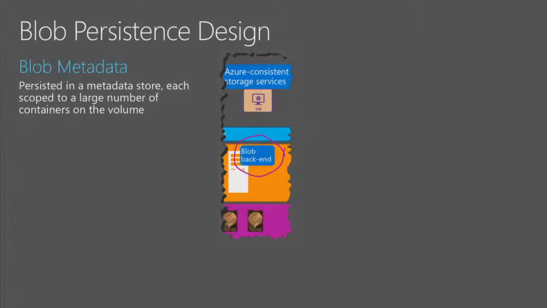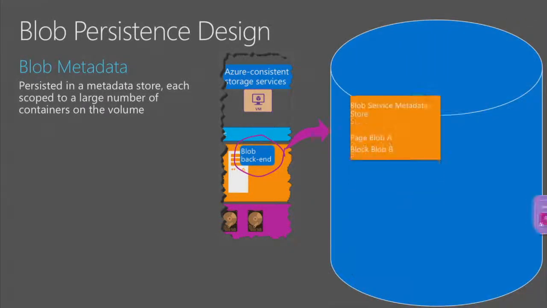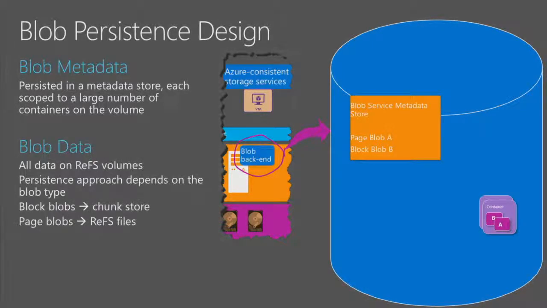The blob metadata is in a metadata store that is really scoped to a large number of containers on that volume. There's a metadata store that corresponds to basically all the containers and each blob within each container on that volume, right? And the blob data itself, we talked about metadata, how about data? Data all resides on ReFS volumes. And the persistence approach, how we store a blob, depends on what type of blob it is.